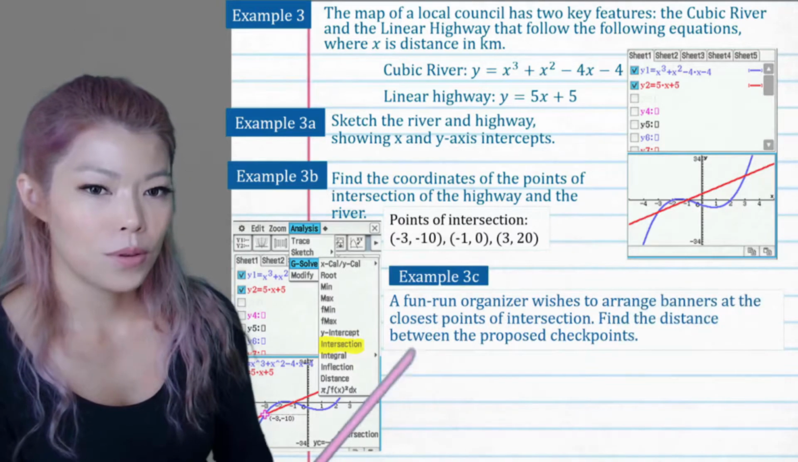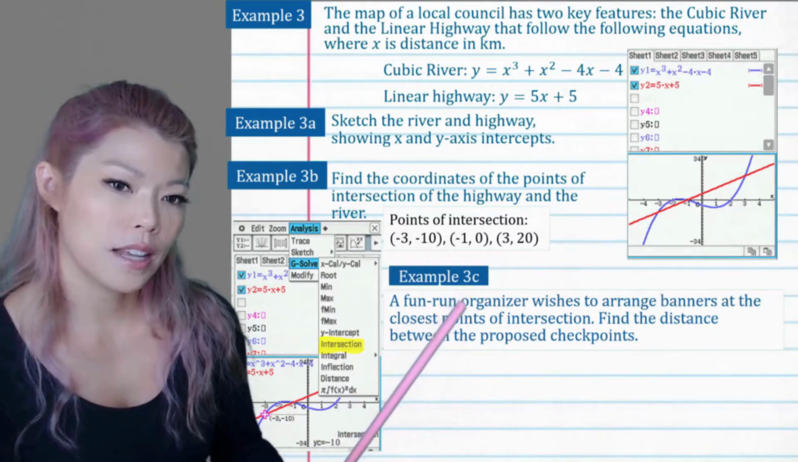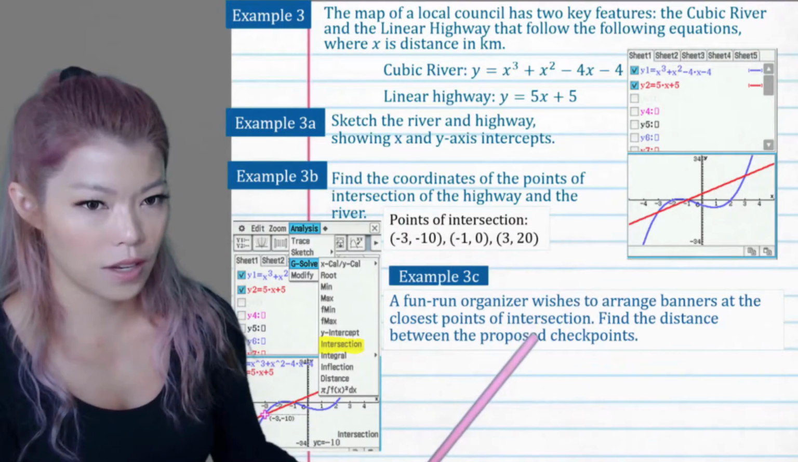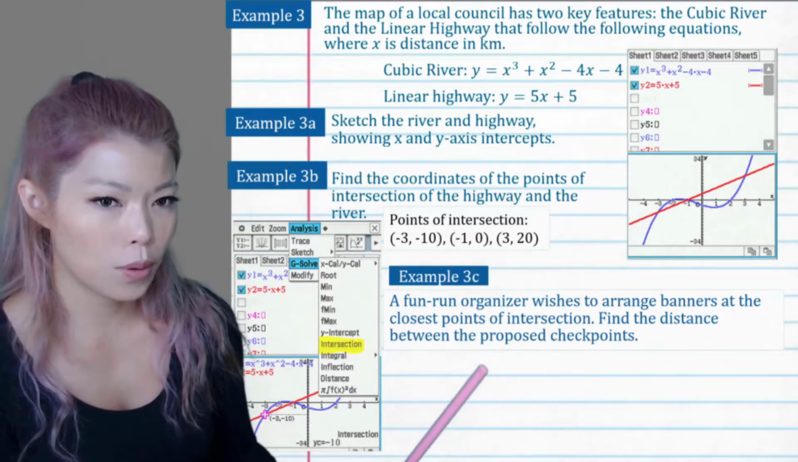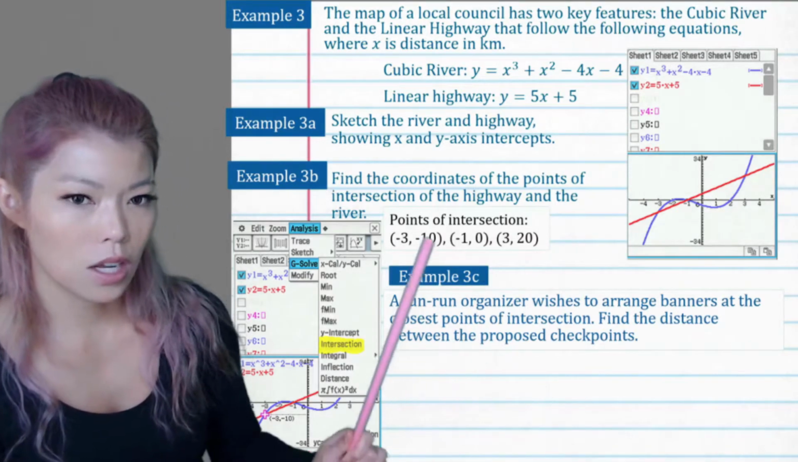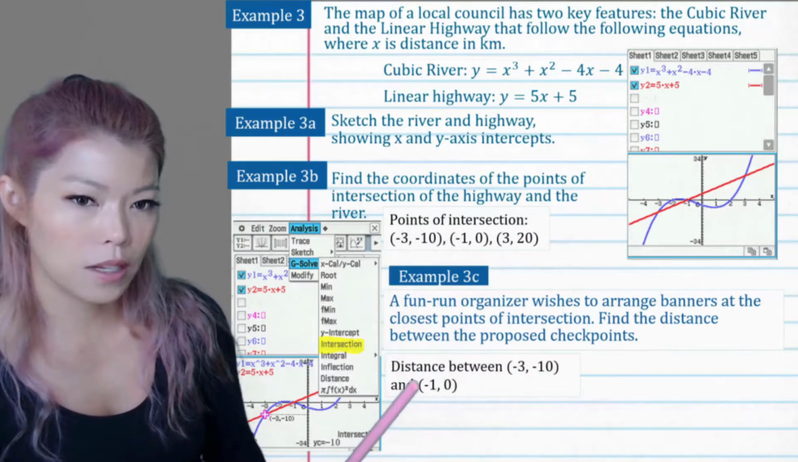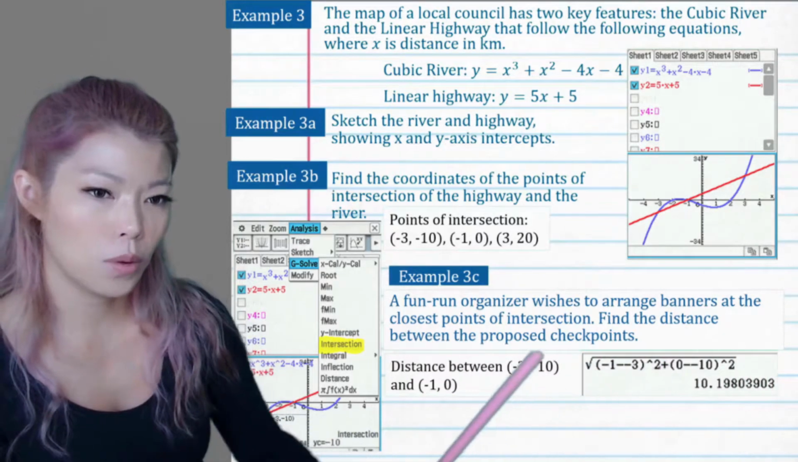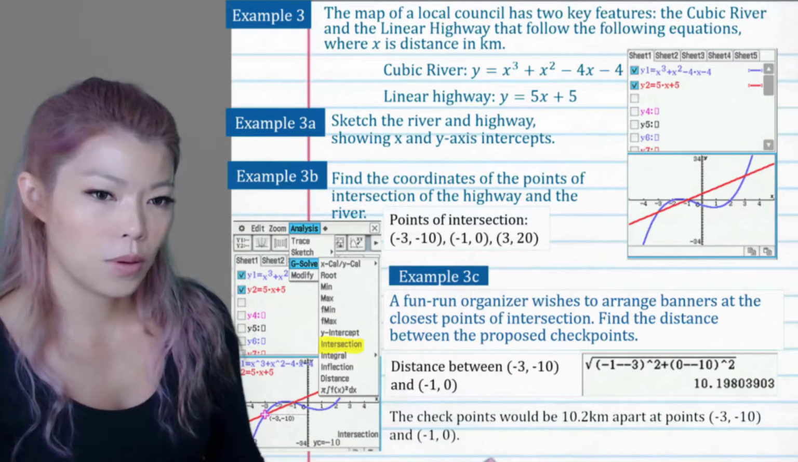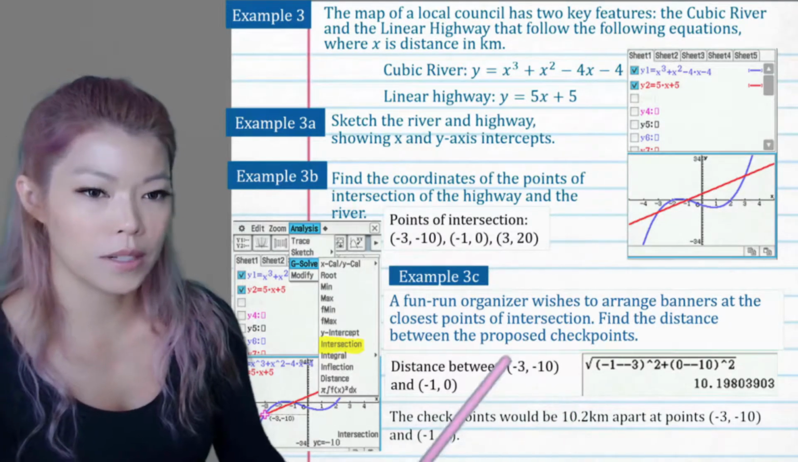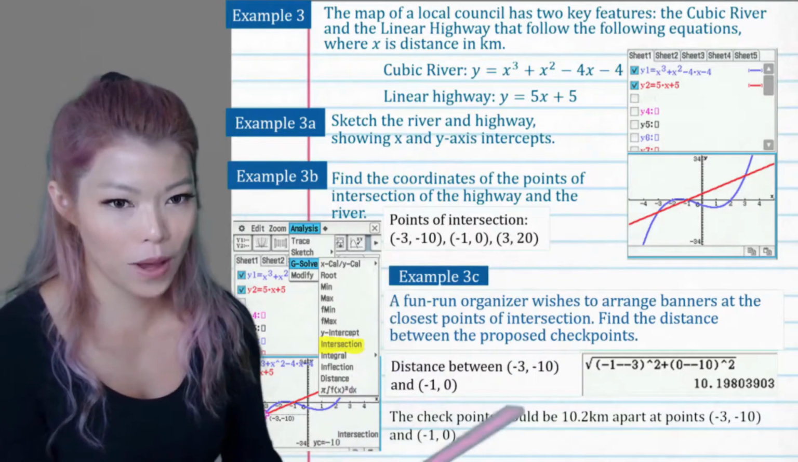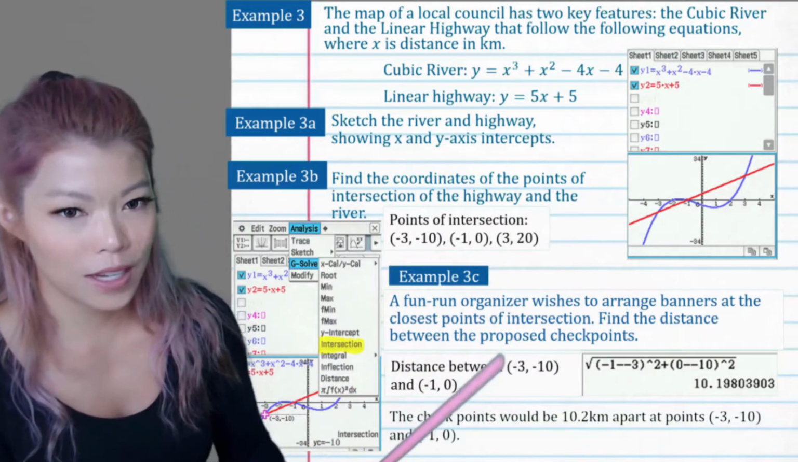Next example question, a fun run organizer wishes to arrange banners at the closest points of intersection. Find the distance between the proposed checkpoints. So the closest distance. So I could type in the distance between those two by typing in square root of the 2 points, and I would get 10.2 kilometers. I think I was a little bit quick. If you whip out the calculator, pause the video here and give it a go yourself.